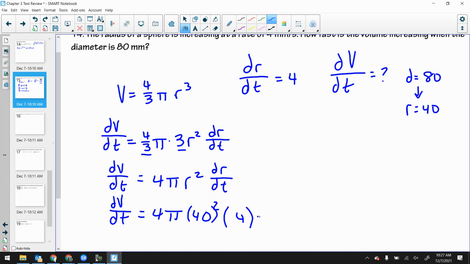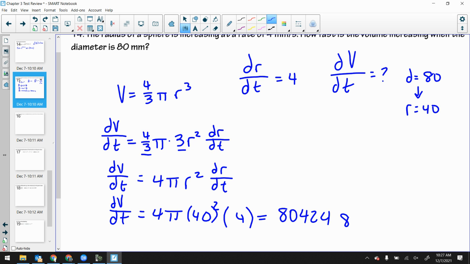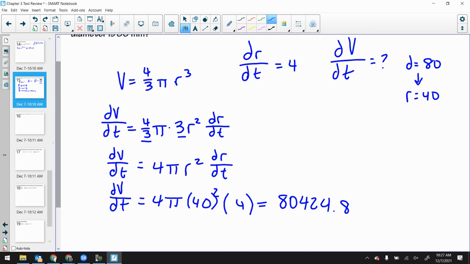80,424.8, we'll go 8. And what's our label here? So we are talking about how fast the volume is increasing, and it's in millimeters per second. So a volume would be millimeters cubed per second.